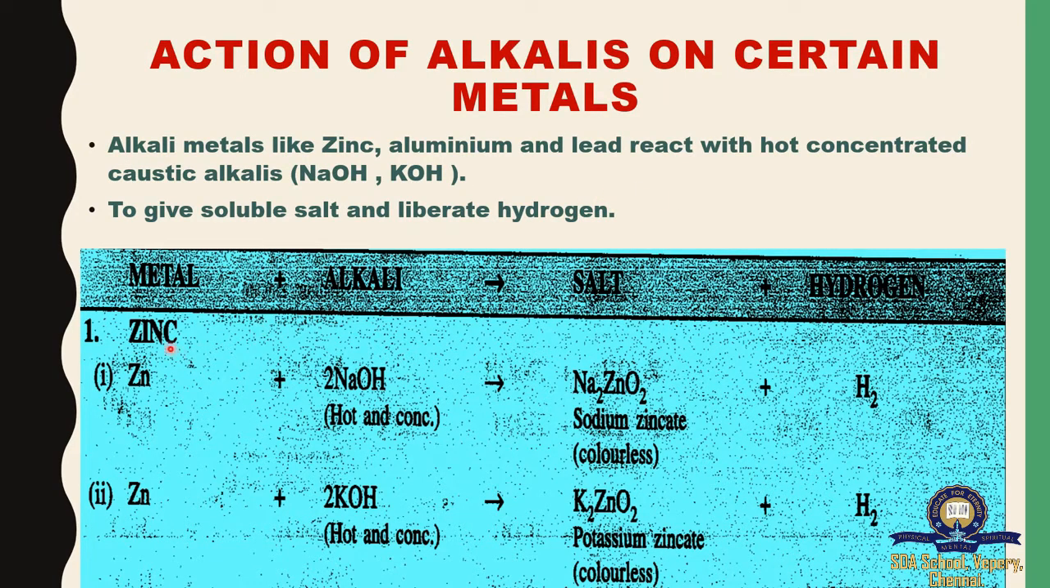The first thing, zinc metal is reacting with caustic soda. When the reaction takes place in hot condition, it gives sodium zincate, and hydrogen gas is liberated. Next, the same zinc metal is reacting with potassium hydroxide. When heat is applied, it forms potassium zincate. Again the hydrogen gas is liberated.